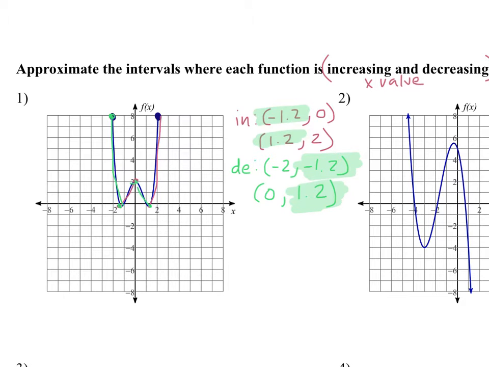I think I'm going to go through all of them and do increasing and decreasing first, and then come back and do the domain and range. Does that sound okay? Or do you want to do everything for question 1 first and then move on to question 2? Can you do it for question 1? All right, yeah, we'll do the domain and range now.